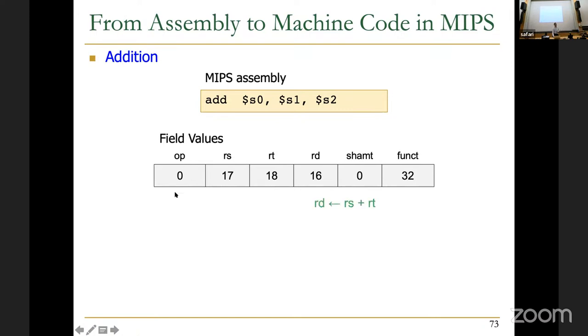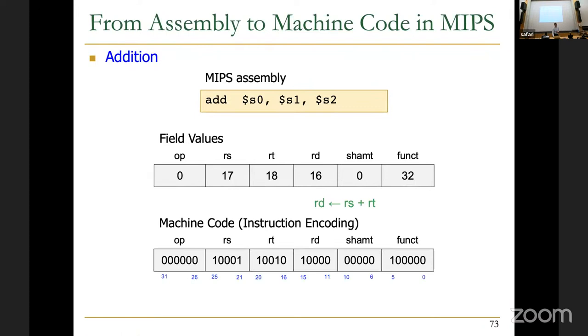Okay, this is the semantic definition. RD gets RS plus RT. And this is the machine code, basically, for this particular encoding. S0 happens to be 16, S1 is 17, and S2 is 18. That's why I said 16, 17, 18 over here, based on what I showed earlier to you in terms of the MIPS register file. You don't need to remember all of this, of course, right? You just consult a manual.